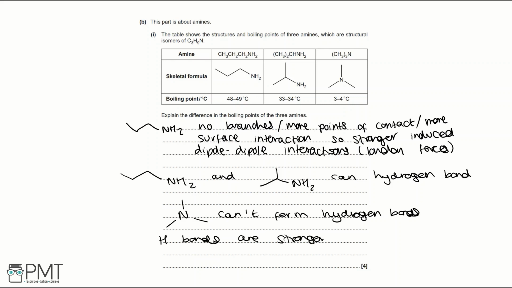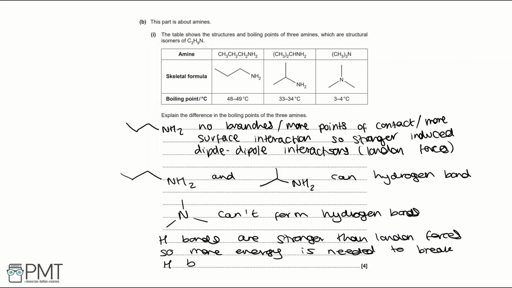Then if we look at the hydrogen bonding, we write a quick statement: hydrogen bonds are stronger than London forces, and so more energy is needed to break the hydrogen bonds. So that's why there's this huge difference between 2 and 3, and then the difference between 1 and 2 is just London forces and branched chains.